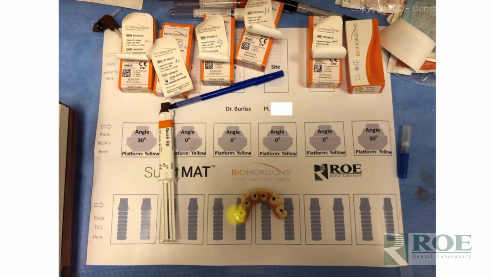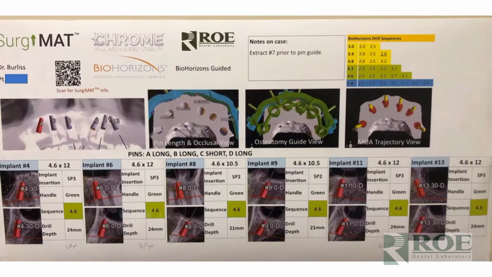As you can see, it's been picked up here. This is the surgery mat. At the end of the surgery, the mat sits on the counter, and the doctor places all the temp cylinders here, places all the appropriate respective MUA abutments here and implants here. And it's just a wonderful guide to organizing the parts and the implants prior to surgery.